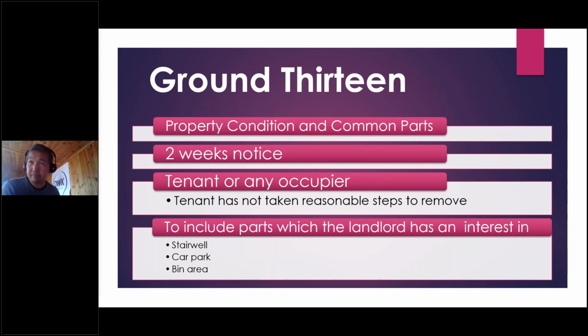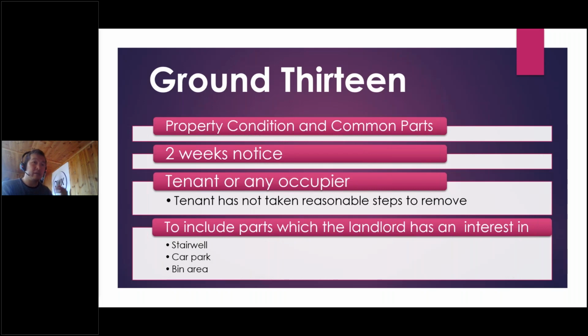So again, 2 weeks notice. They're breaching the terms of their tenancy potentially. It applies to the tenant or any occupier, especially if the tenant hasn't taken reasonable steps to get rid of that occupier. So just to make you aware of that. So that's ground 13, property condition. It's deteriorating, or the common areas are deteriorating because of the tenant or any other person that's living at the property under the control of the tenant.